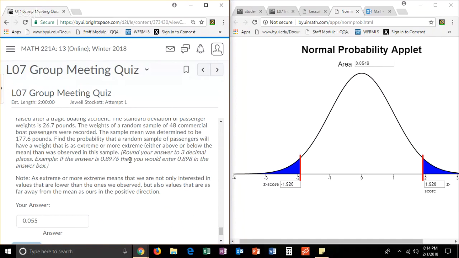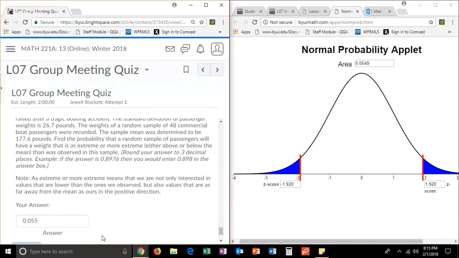Oh, yes. Okay, so it's the mean minus, or divided by, the standard deviation. Wait a minute. Did you do the 177.6? Then I did divide by 177.6 take away 185, and I got negative 7.4. And then I did the 26.7 divided by the square root of 48, and I got 3.8538. So that's negative 7.4 divided by 3.8538, and I got negative 1.92018 or something like that.